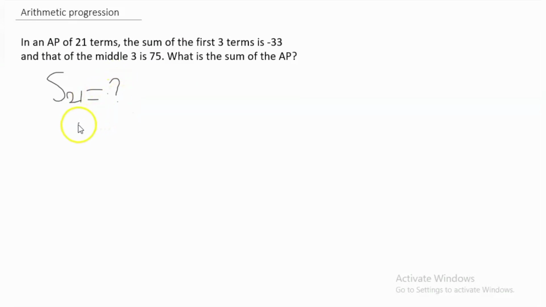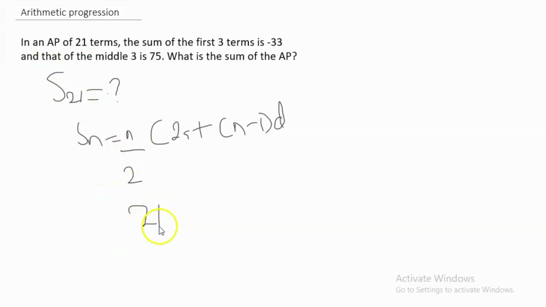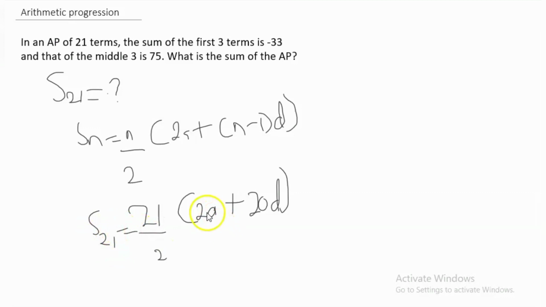Now remember, the formula for Sn is n over 2 into 2a plus n minus 1 d. So if we put 21 in place of n, that will be 21 over 2 into 2a plus 21 minus 1 will be 20, so we have 20d. There's meant to be a bracket here. So now this is all we have, but we can't go further with our solving because we do not have a, neither do we have d. So this is where we stop. We need to find a and d.